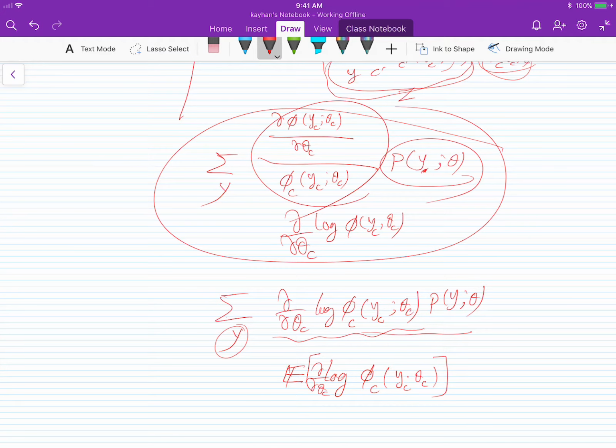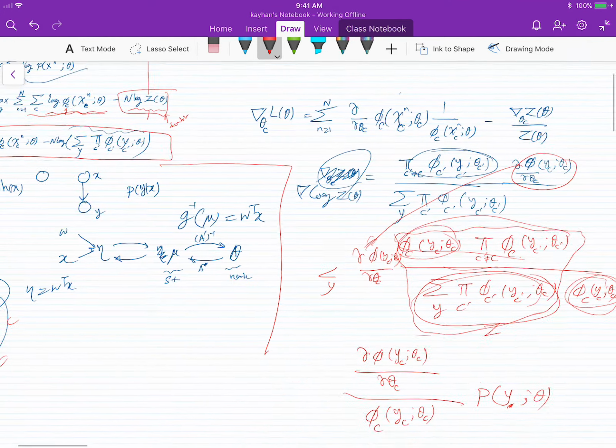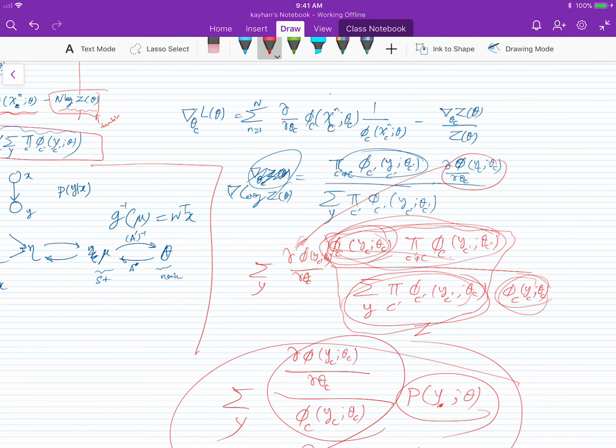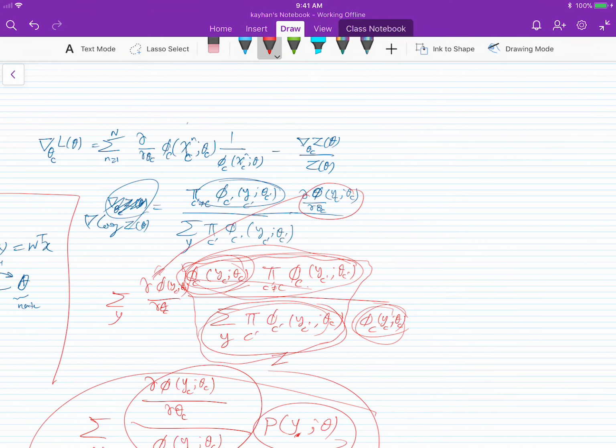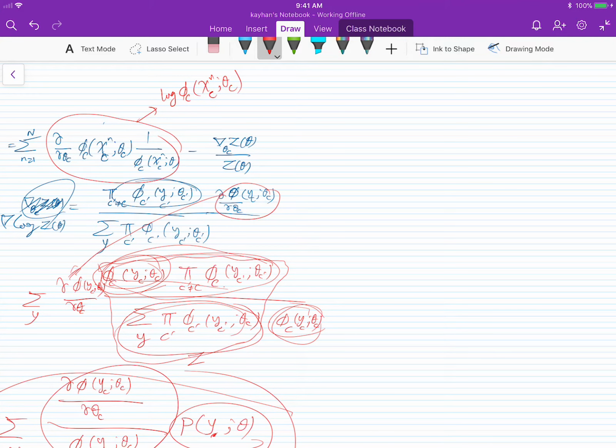Okay. So going back to what we had here, let's substitute that in. Here, we take expectation. Again, you have seen this before. What is this? This is the log of phi c xcn theta c. And the gradient of that looked like an expectation, right? The second term.